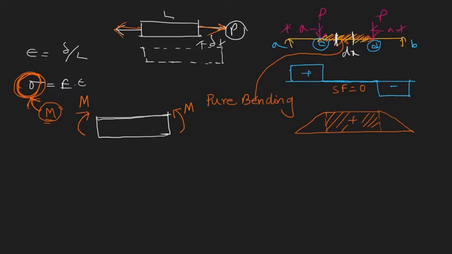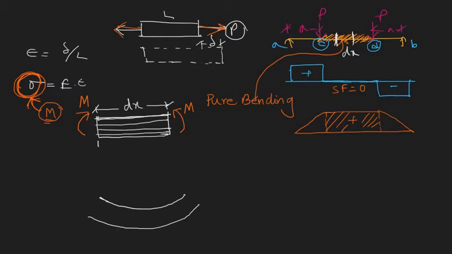It will bend. Let's say this is the shape after bending. And we have already discussed that plane sections remain plane. That means, by the way, the length is only dx. This is the length and every fiber has a length of dx. Okay, so now plane sections remain plane.